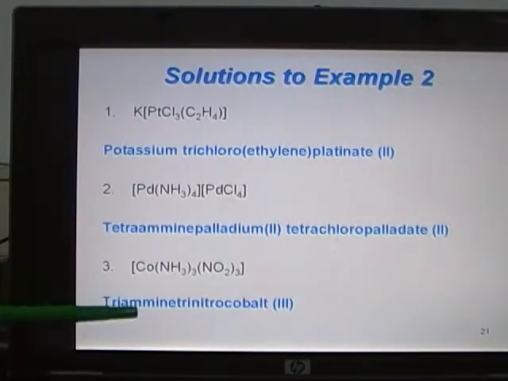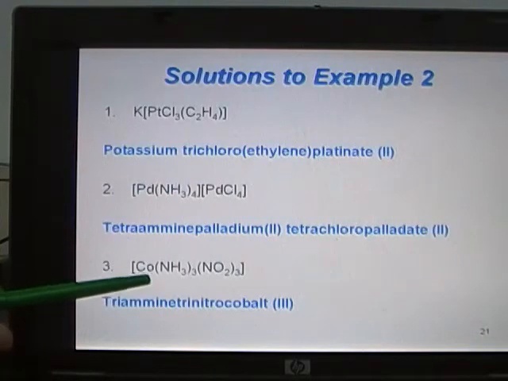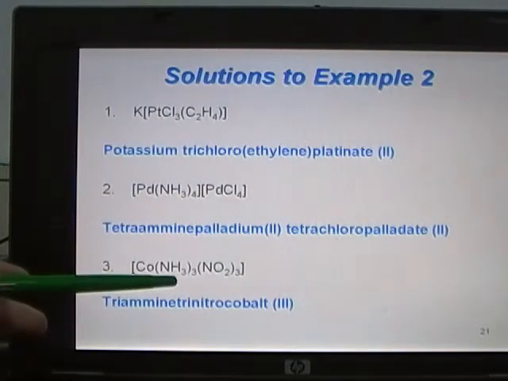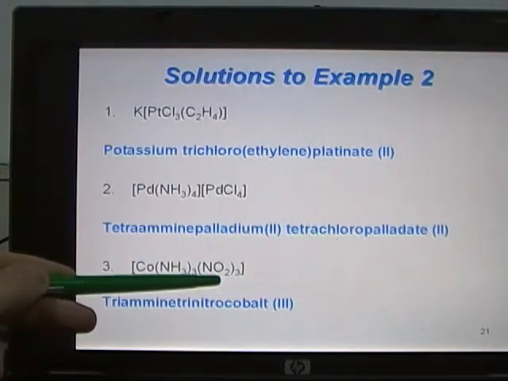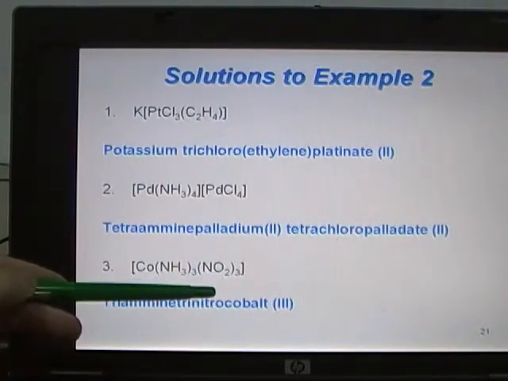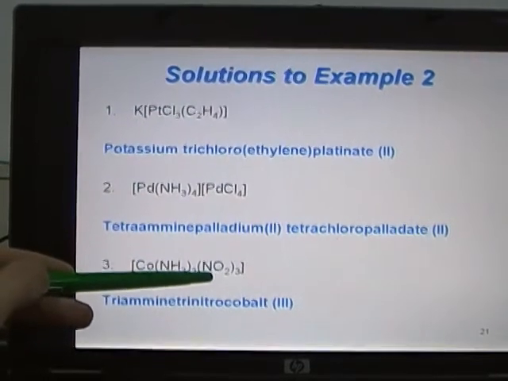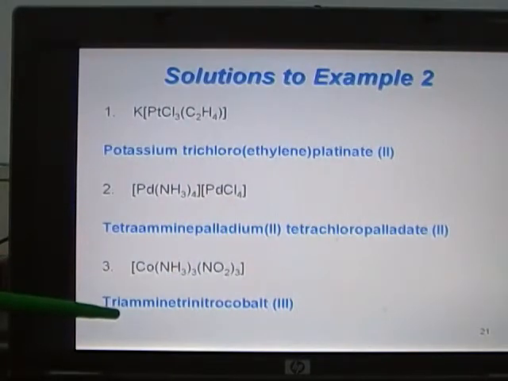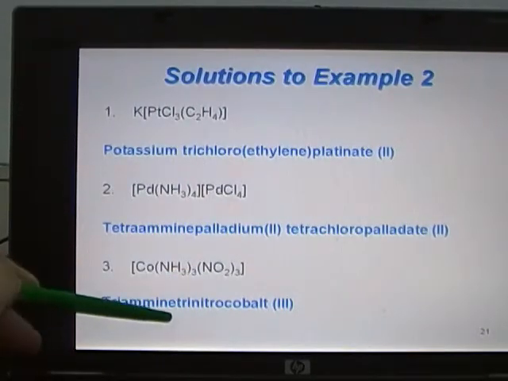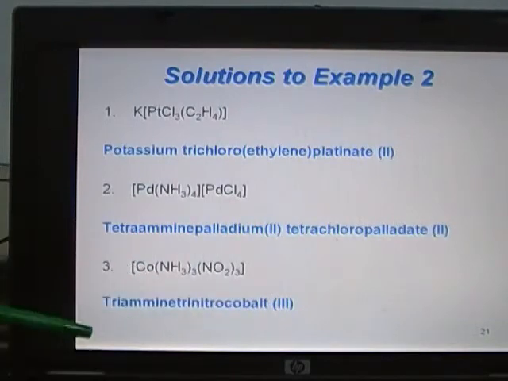In the third example, we have cobalt. But this is a neutral coordination compound without an anion. Cobalt with 3 amines and 3 nitro groups. Amine comes before nitro, so we name this triamminetrinitrocobalt(III).